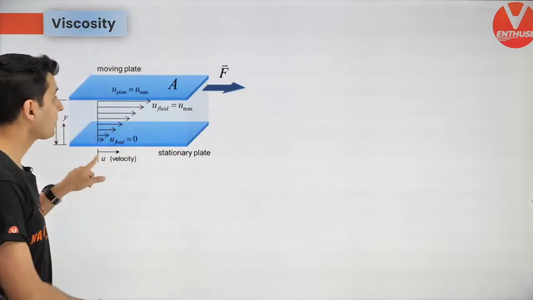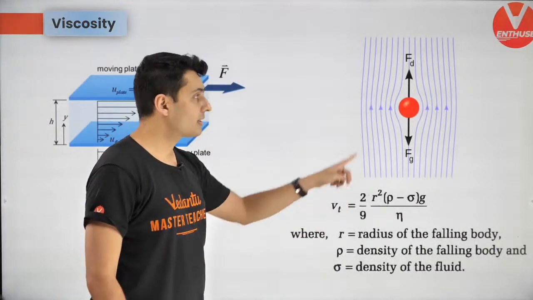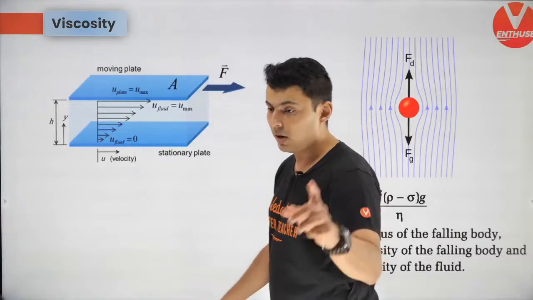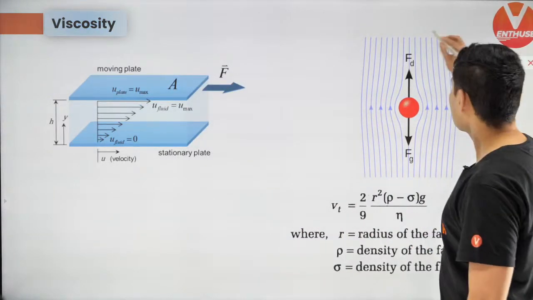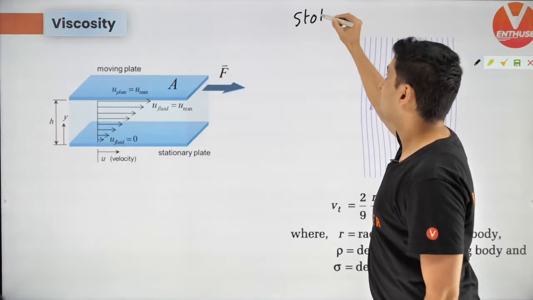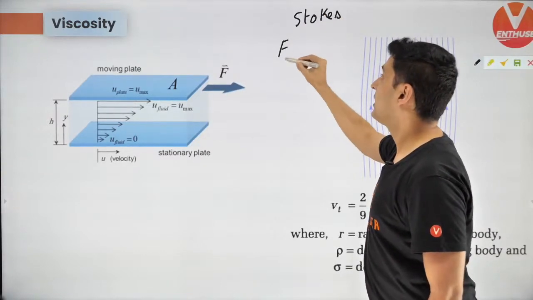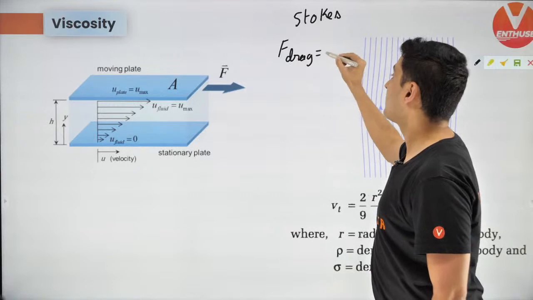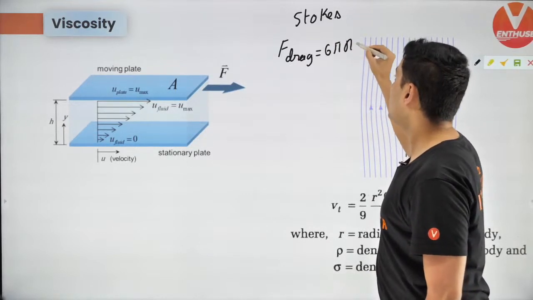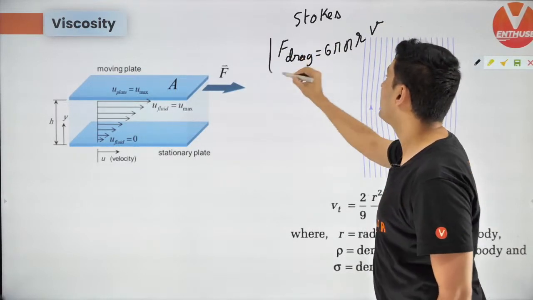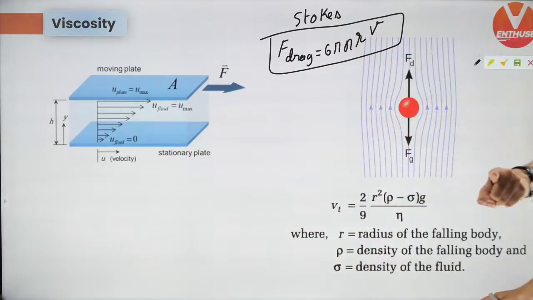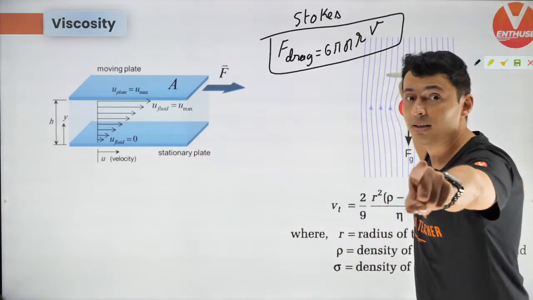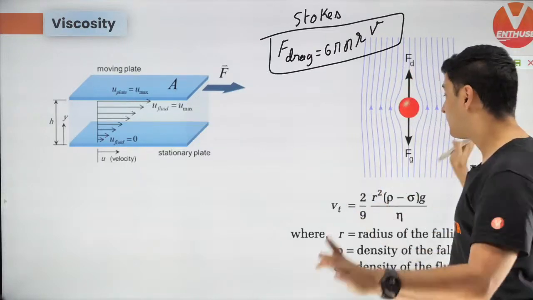That is very important. Next formula, drag force. This is called Stokes' law. In Stokes' law, remember that the drag force is 6 pi eta r v. Very, very important formula. Keep this in mind. What is eta? Viscosity. What is r? Radius. What is v? Speed.